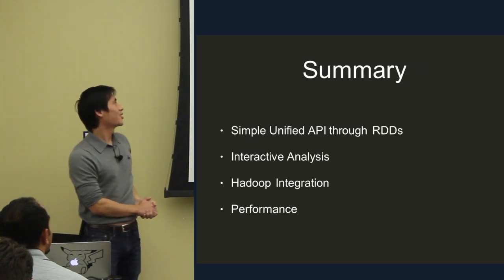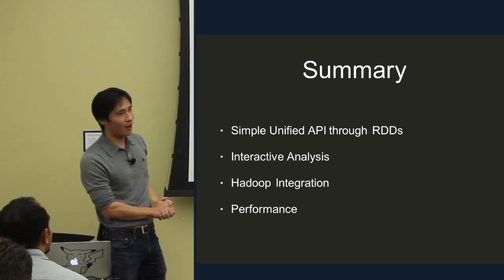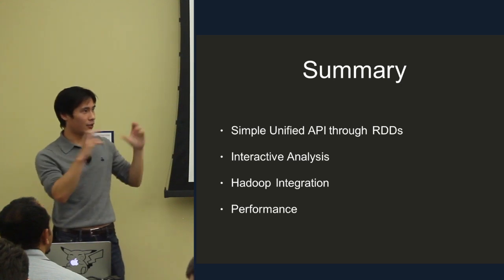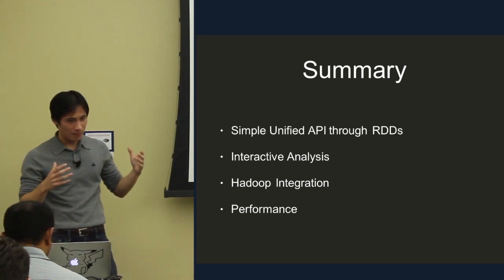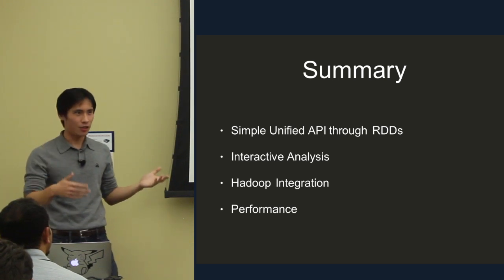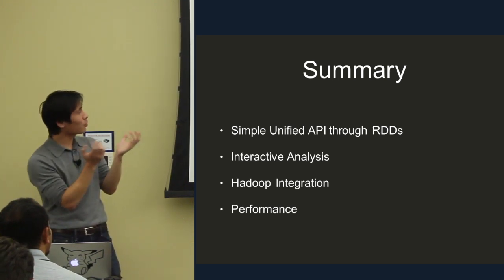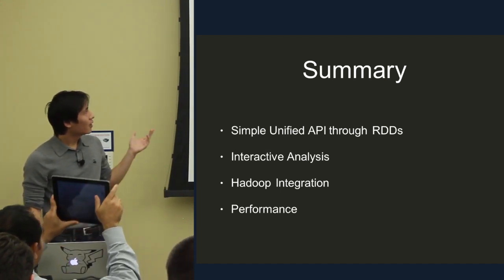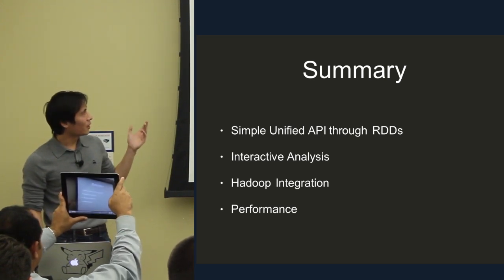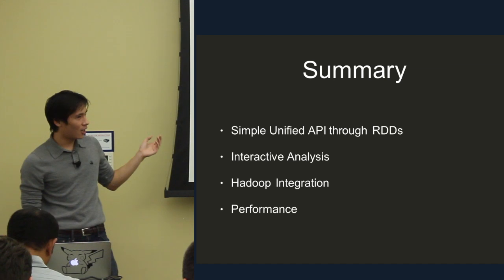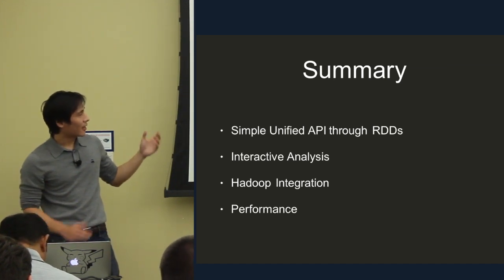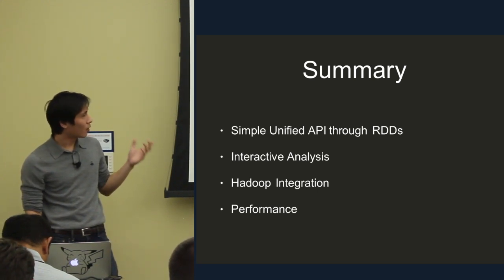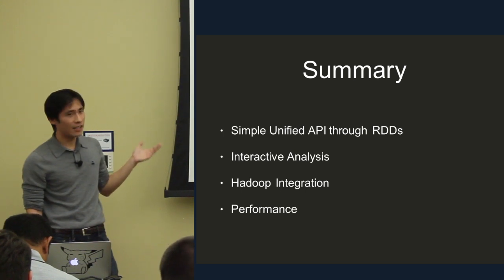Okay. So in summary, RDDs are the abstraction that allows Spark and the various systems built on top of it to offer developers a really clean, nicely unified API that also allows all of these systems to interoperate with each other. One of the big wins here is that because it's in Scala and the jobs run really quickly, you can do interactive analysis on really large data sets. And it has amazing Hadoop integration.